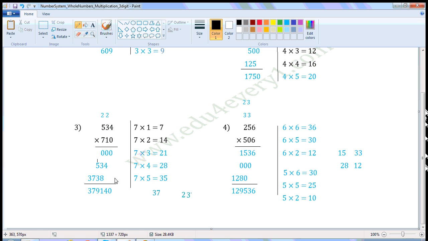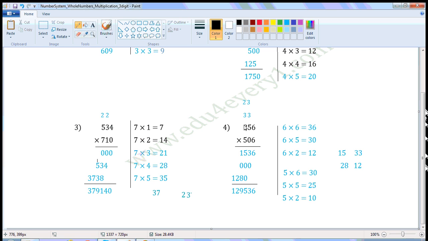Now we have to add 5, 3 and the carry 1. 5 plus 3 is 8. Add the carry 1. It becomes 9. So write 9 here. There is 7 here. So write 7 here. There is 3 here. So write 3 here. 534, when multiplied by 710, we get 3,79,140.